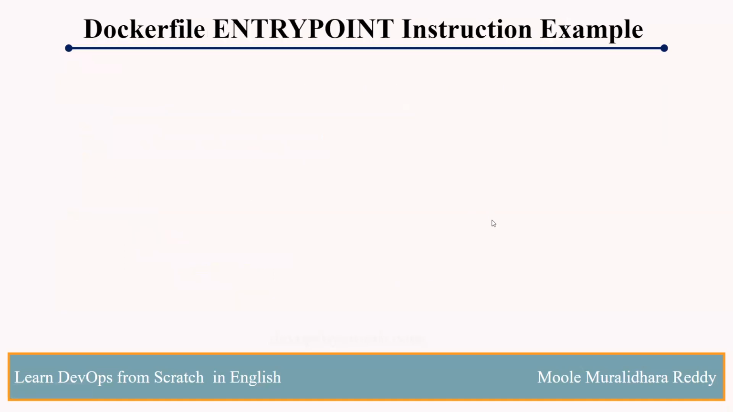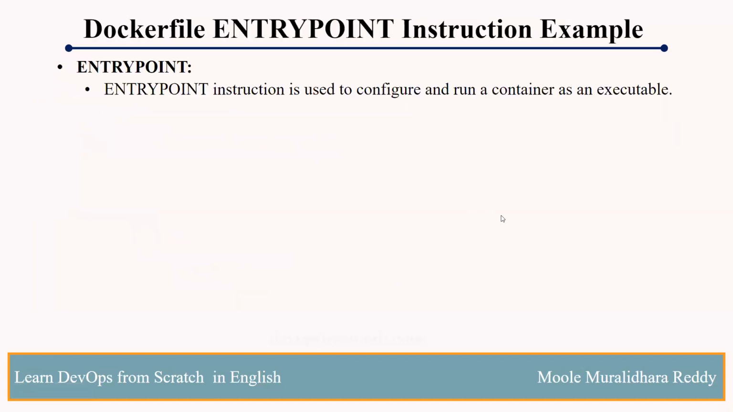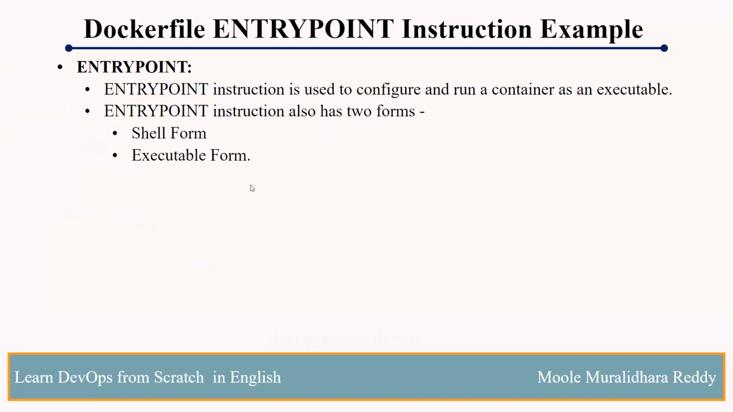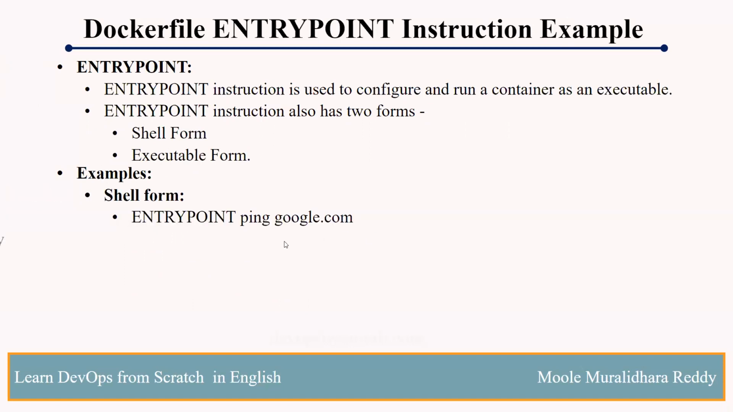Okay, got it? And coming to the ENTRYPOINT, it is the same as CMD. The only small difference between ENTRYPOINT and CMD is that here also we have shell form and executable form. If you see here, I'm giving ENTRYPOINT ping and also python. When you use ENTRYPOINT, inside the Dockerfile you can use multiple entry points. But with CMD we won't use multiple CMD commands. If you declare them, that is not an issue, but it will take the latest one only. The remaining will be ignored.